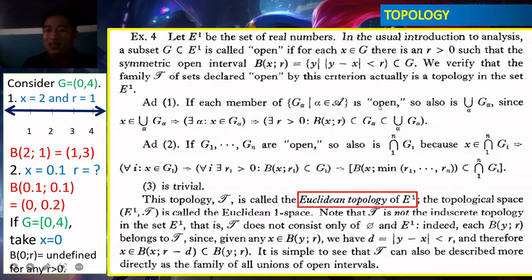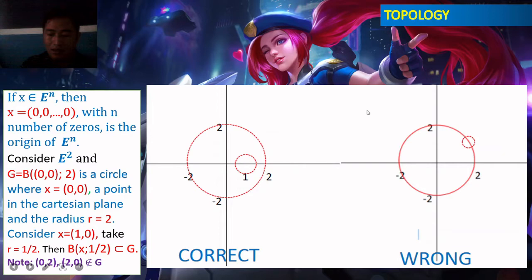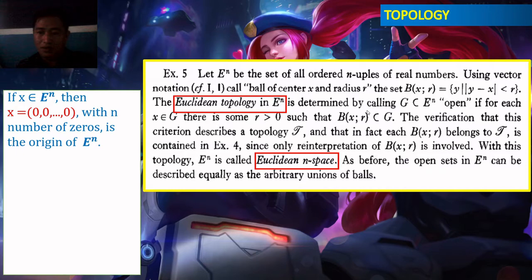So if all the G alpha are open, their union is open also. Since X is an element of the union of the G alpha for all alpha, it implies that there exists an alpha such that X is an element of G alpha. You are an element of the union, so there is at least one G alpha of which X is an element. Now, it implies that if you are an element of G alpha, then it is open.